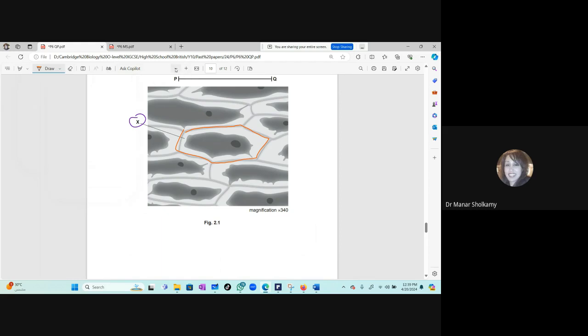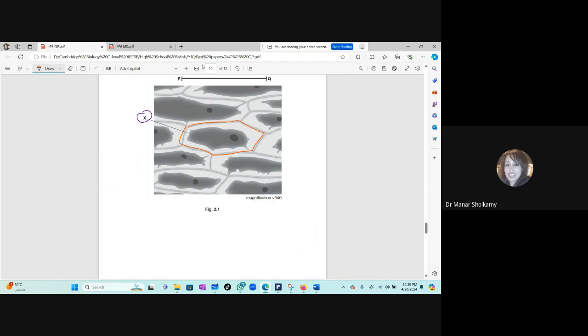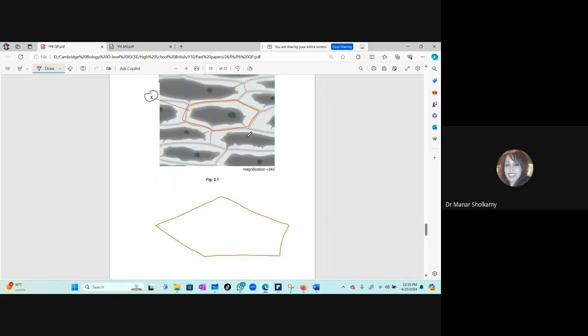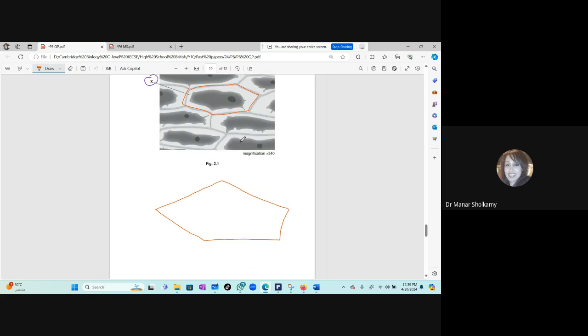Number 1, take it as a rule. Anytime you draw a plant cell, please draw the cell wall as a double line. Double line, okay? So this is a plant cell. I'm going to draw an outline. I'm going to make it smaller so that I have more space. So I'm going to draw it like this, like this, like this, like this, and like this. Okay? As much as I can, make it as close as possible. And then, because this is a plant cell, the cell wall is a double line.